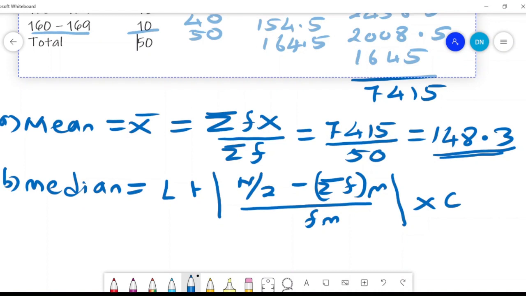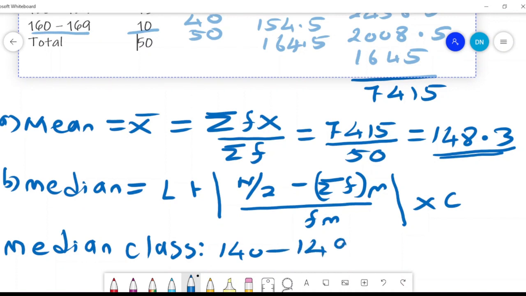The first thing is we need to be able to get the median class so that we understand this. Now, what is our median class? Is it the class at the center? No, not exactly. It is the middle person, the median person, which class that person falls in. Now, there are 50 values. If I divide 50 by 2, I get 25. And I find that the 25th person is in the class of 140 to 149. It is very important to get that median class.